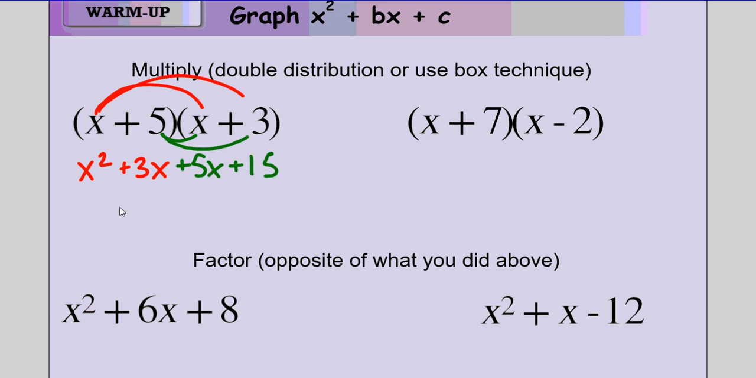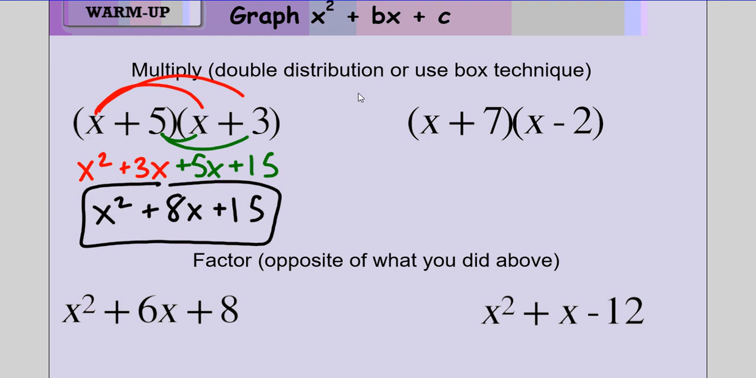If you add up all of your like terms, you have an x squared, 3x and 5x makes 8x, and 15. You'll notice, why is this 15? Because that's the multiplication of 3 times 5. Why is that 8? Because that's the addition of 3 plus 5. That's how we're going to undo the opposite for the parts down below.